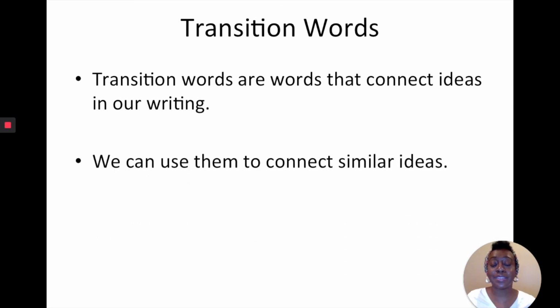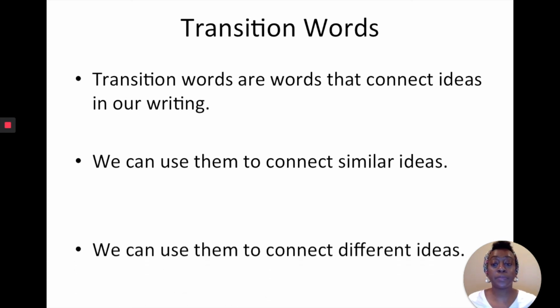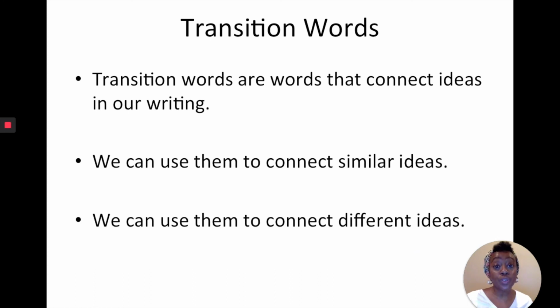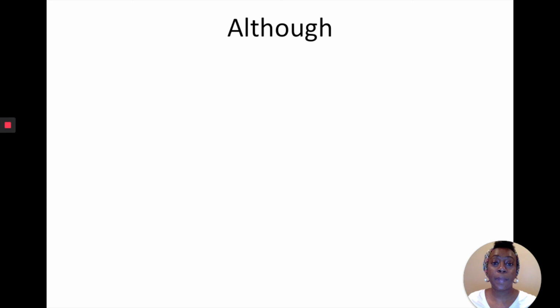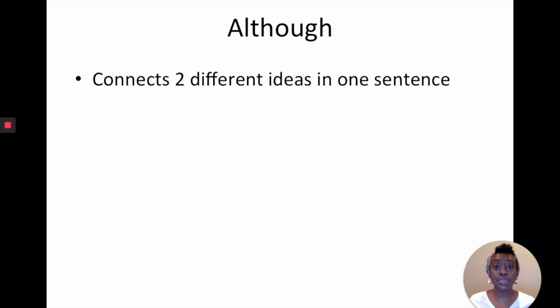The next is we use them to connect similar ideas. We can use them to also connect different ideas. And that's going to be our focus for today's lesson. So we're connecting different ideas. We have the word although, and we have the other word however. So let's look at what although entails. Although connects 2 different ideas in one sentence.